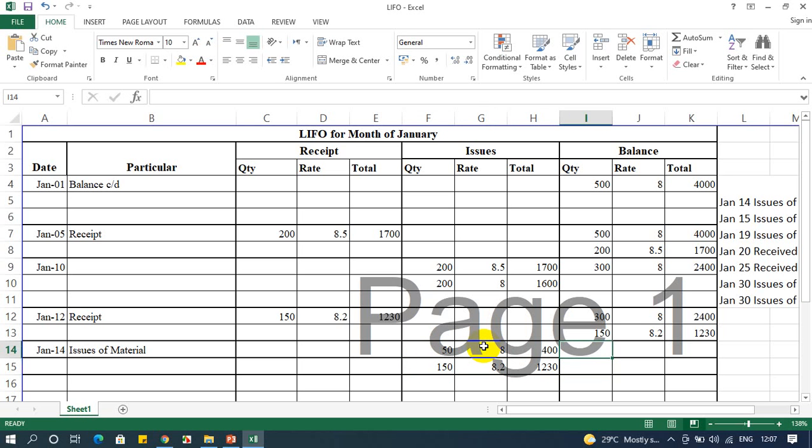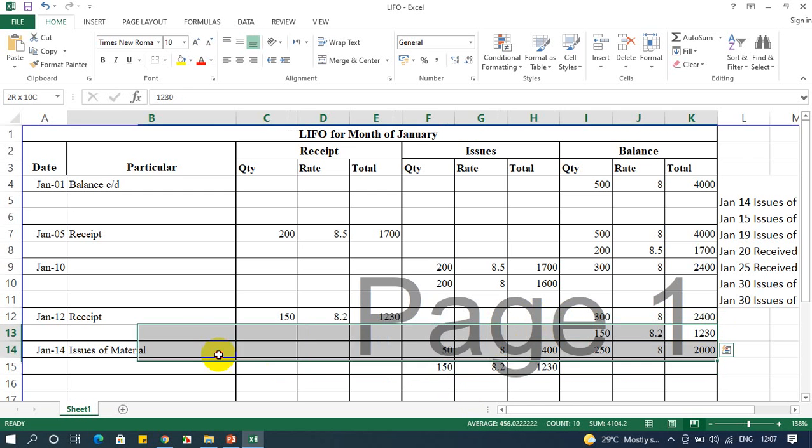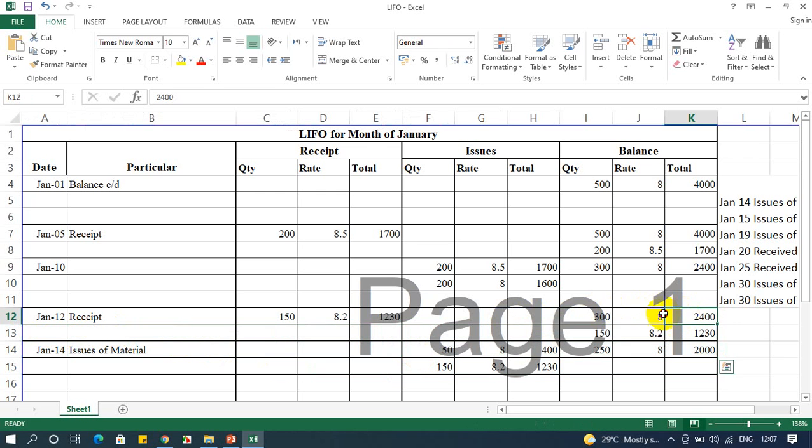So how much material is left? From the first one we are left with 250 units, at rate 8, so it will be equal to 250 multiplied by 8, 2000. So 400 is sold off from the first. So LIFO, last in: this is the last lot which came to the organization at the latest period of time. So we have to issue this, and then we issue the above one. So this is how we are applying the LIFO method.